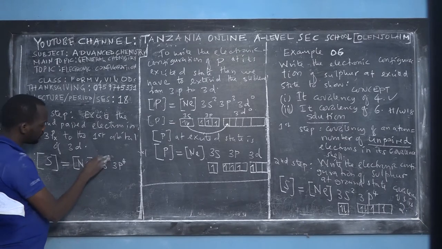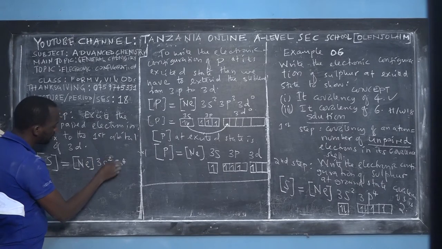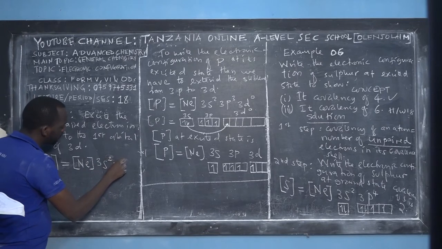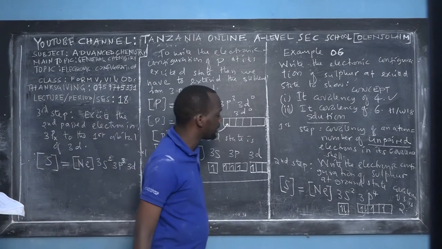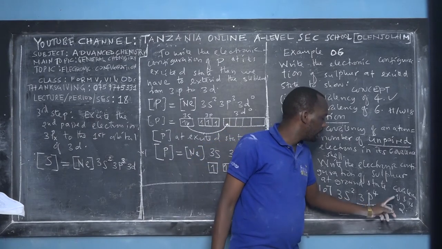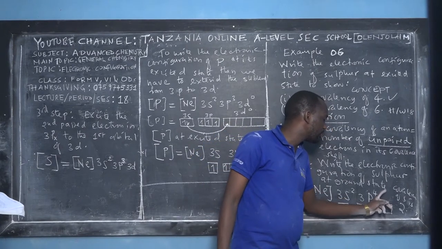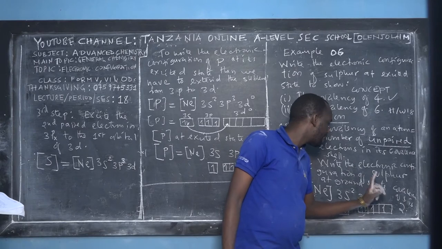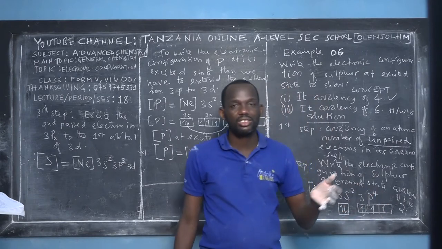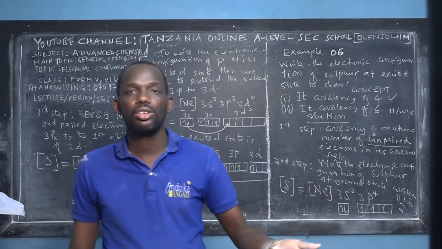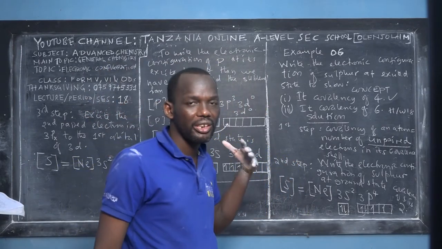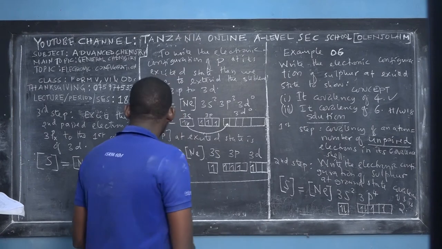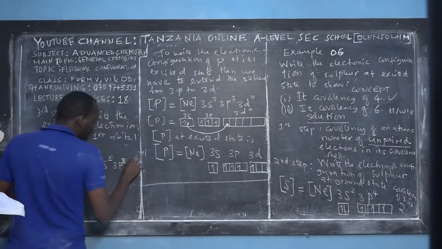So this 3s will be 2, and here this one will be 3, and then we have 3d now, which we didn't show at the ground state when we were writing the electron configuration of sulfur, because it does not accommodate any electrons. So it's meaningless if you show it. But now we excite electrons to it. So here we have 1 electron.